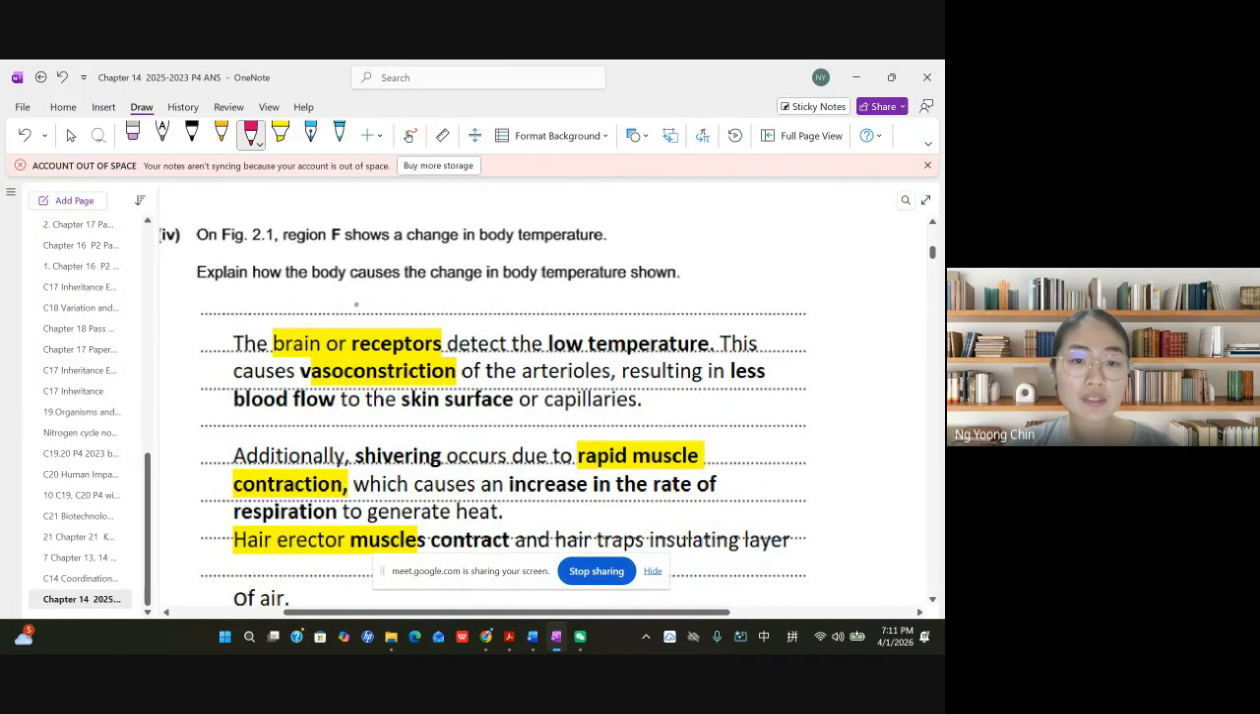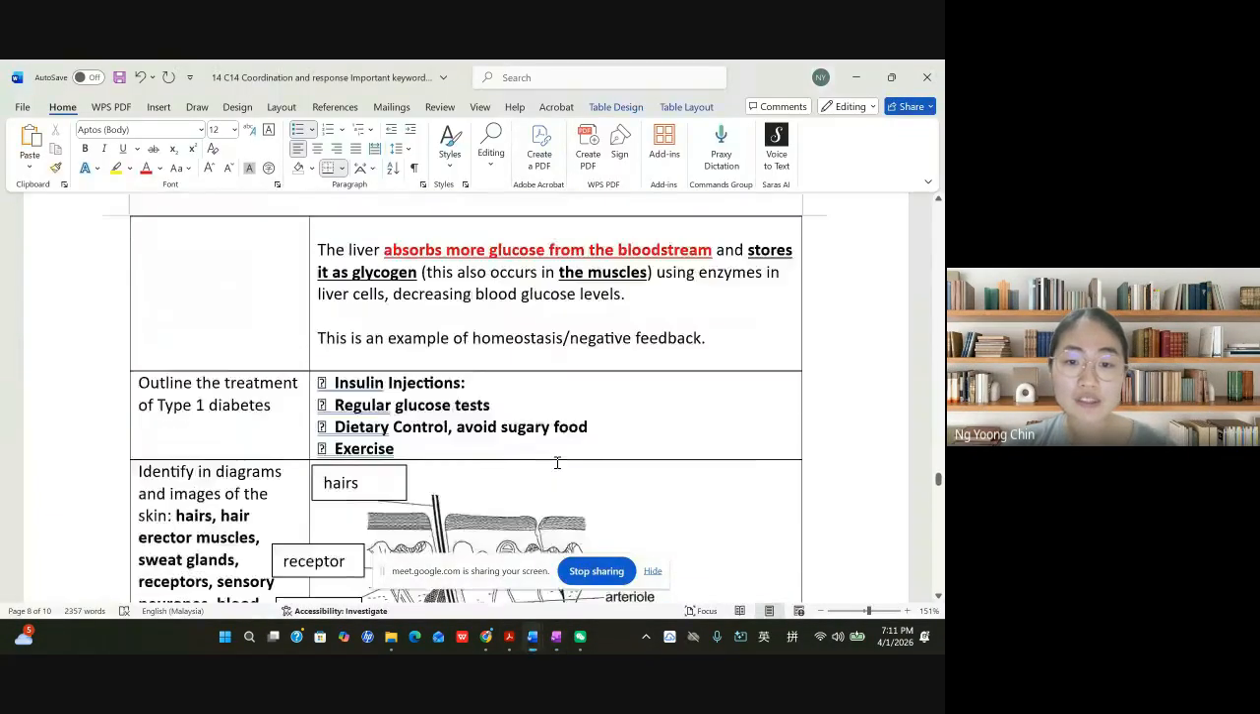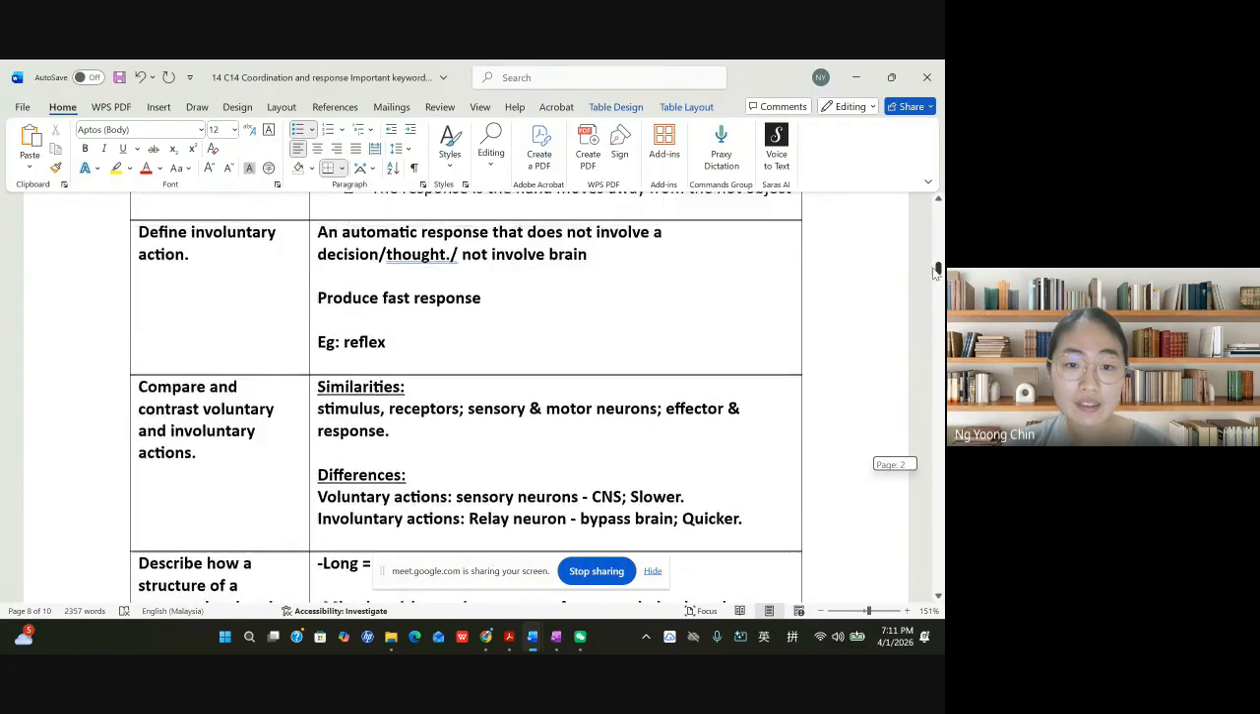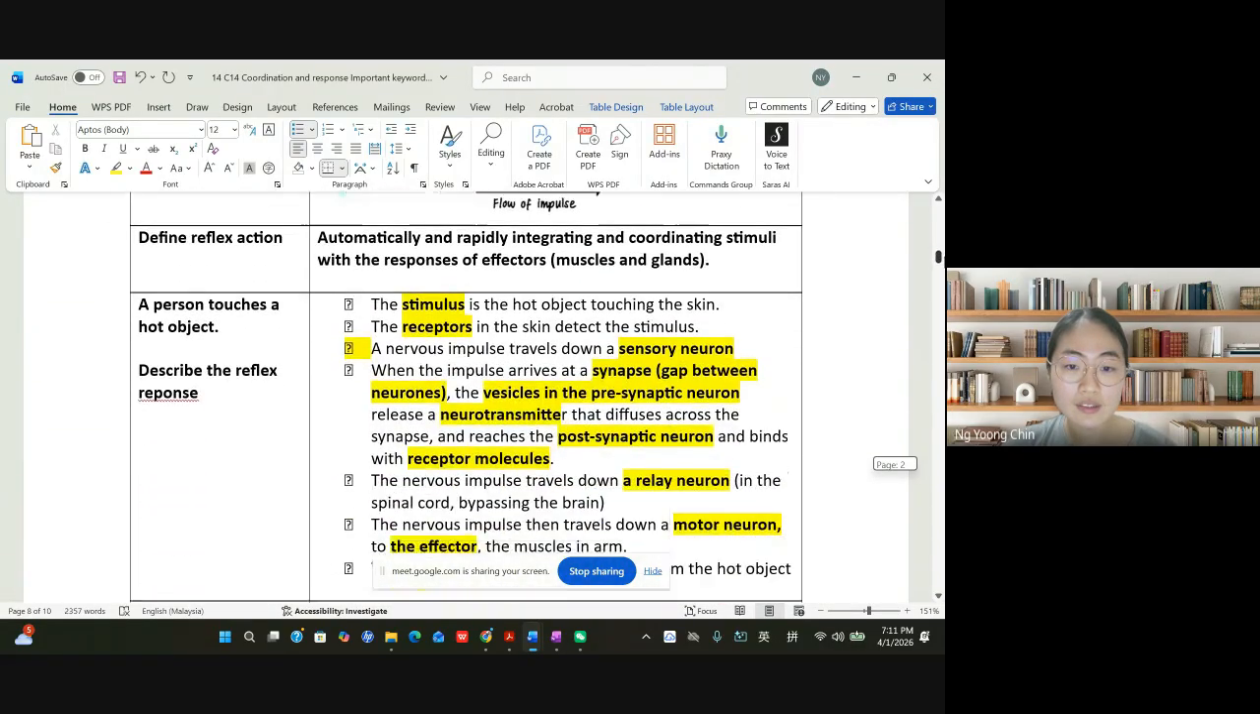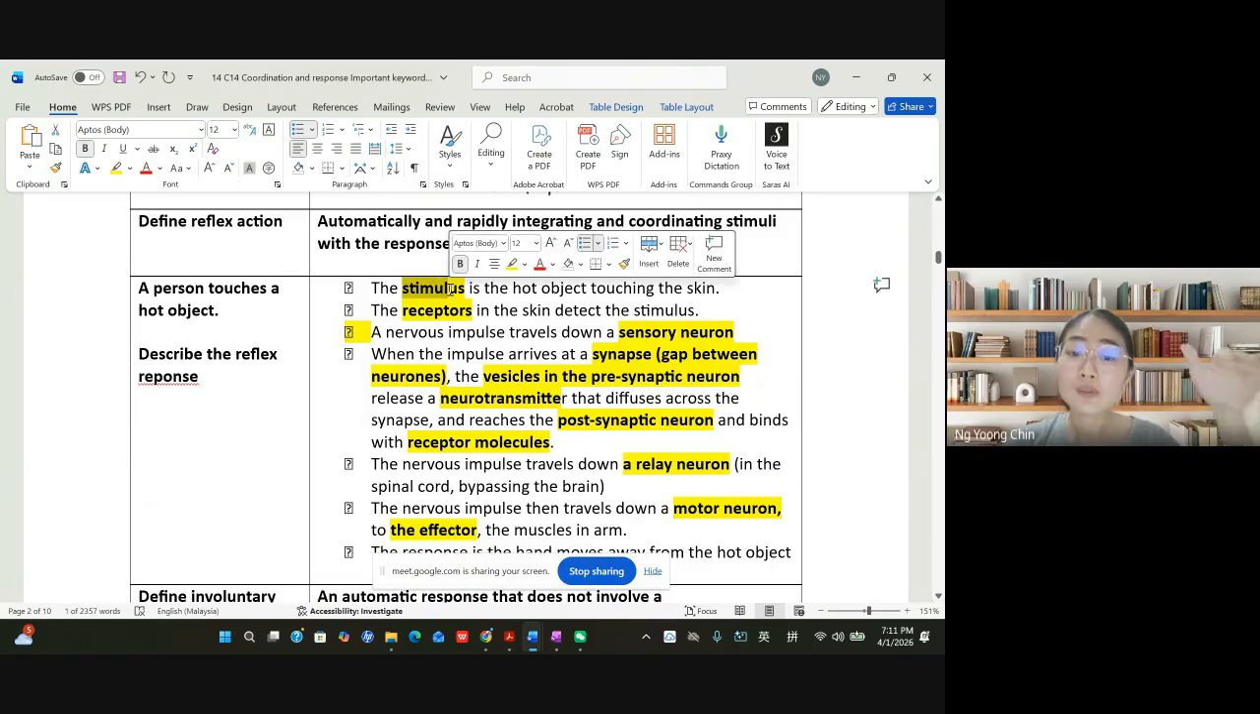So explain how the body causes a change in the body temperature. The brain and receptor will detect the low temperature. This is how you are able to answer this: you still remember you studied the reflex pathway, from the receptor. See the stimulus. In this scenario, the stimulus will be the low temperature, and the receptor will be the thermoreceptor lying under your skin. So how are they able to bring the response?